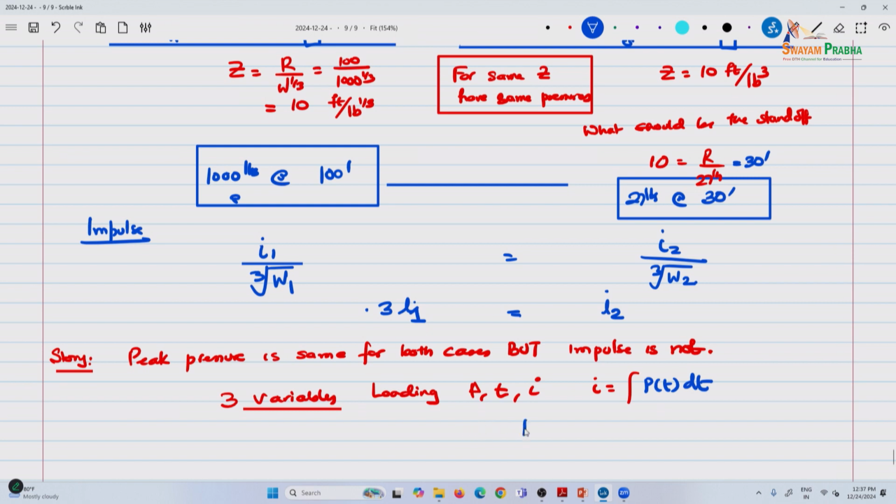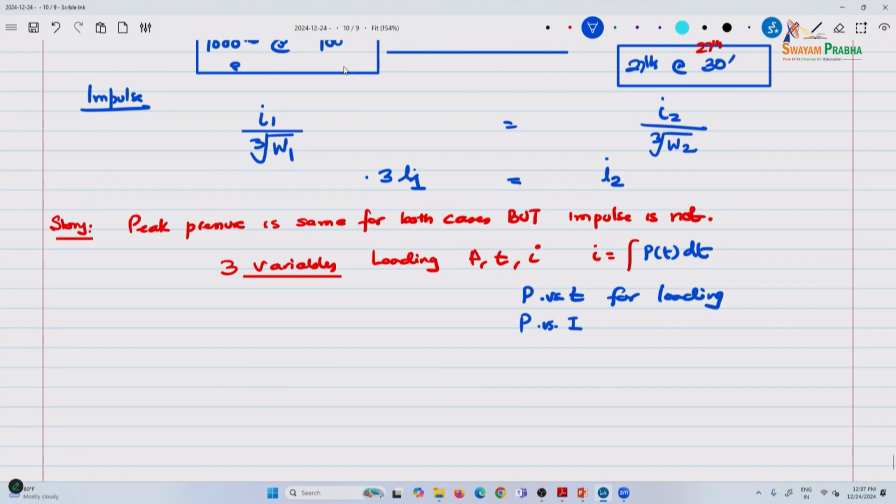So, either you consider P versus T for loading, or you can also look at P versus I. That is where the pressure impulse diagrams come into play.